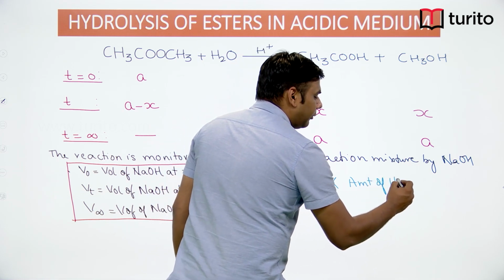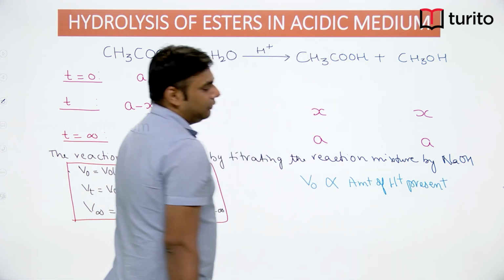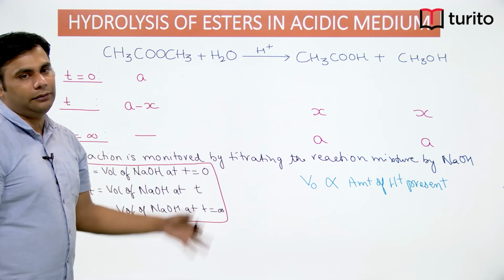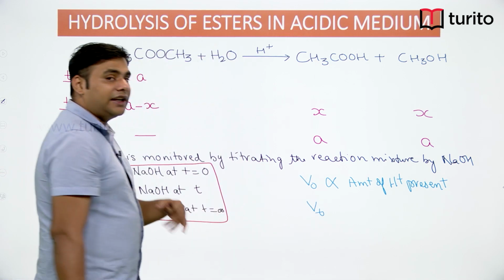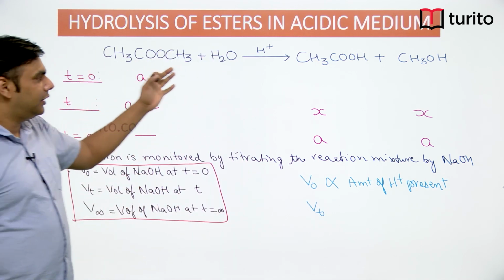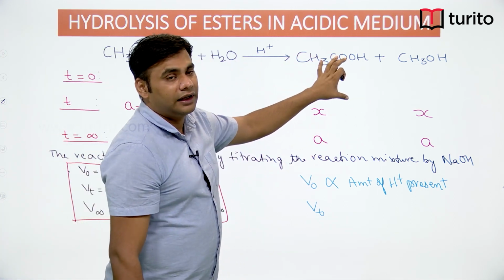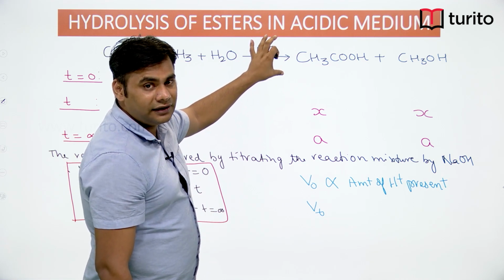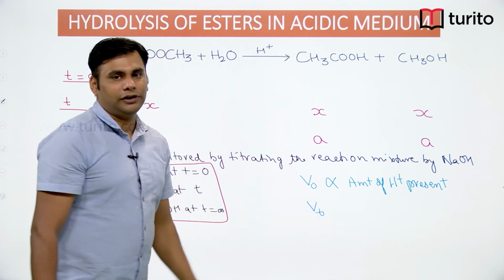Okay, so whatever amount of H plus is present, it will be entirely consumed by the NaOH. So we will get the amount of H plus present by titrating the mixture at time t equals 0. Now at time t, when the reaction has proceeded, we know that some portion would have reacted and some amount of acid would be formed. Along with this acid, H plus would also be present because it is a catalyst in this reaction. Okay. So acetic acid would be present and this H plus is also present.